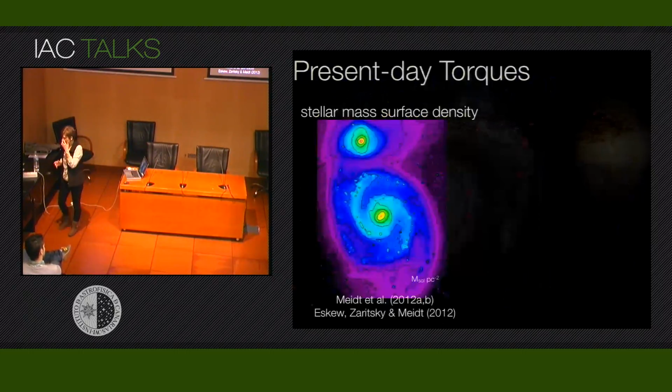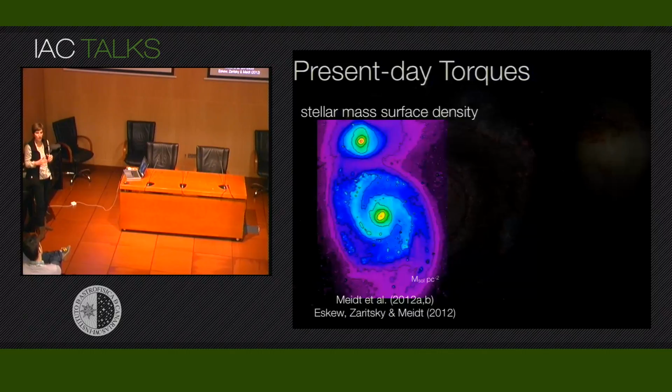So the first way that I've gone about that is I've calculated the map of the present-day torques exerted by the bar and the spiral on the gas. So to do that, I've taken a nice stellar mass surface density map of M51.